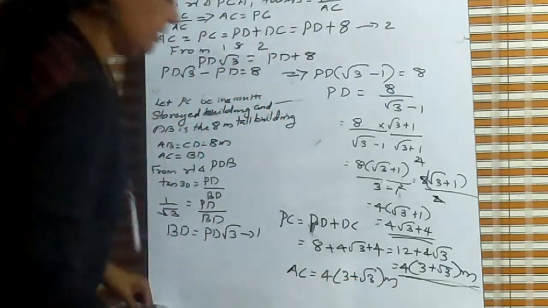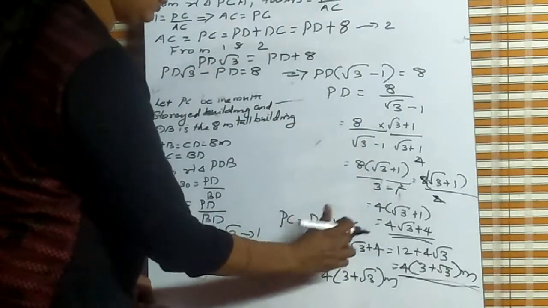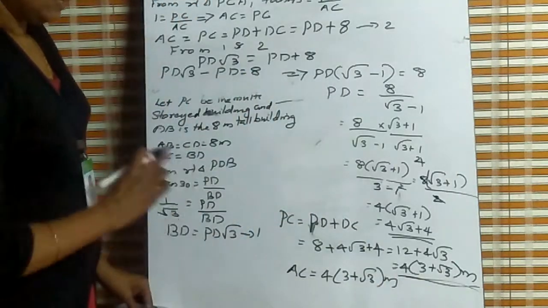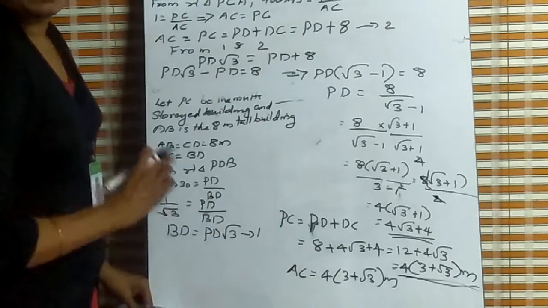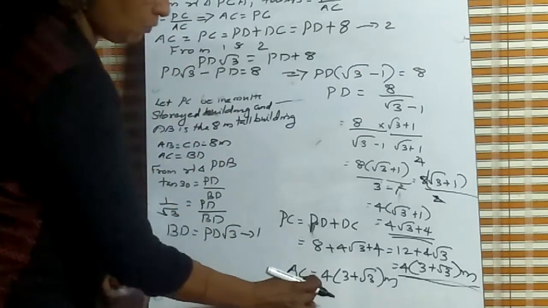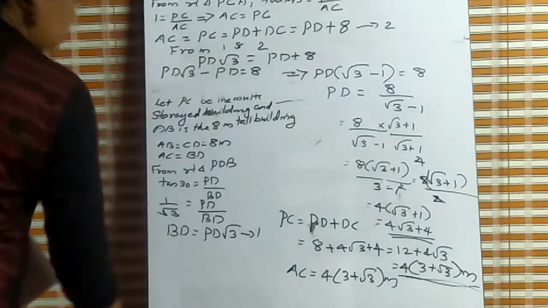That means the height of the building is PD plus DC, equal to 4 into 3 plus root 3 meter. This is the distance between the two buildings. The height of the building and the distance between the two buildings are 4 into 3 plus root 3 meter, the same value. Second question.